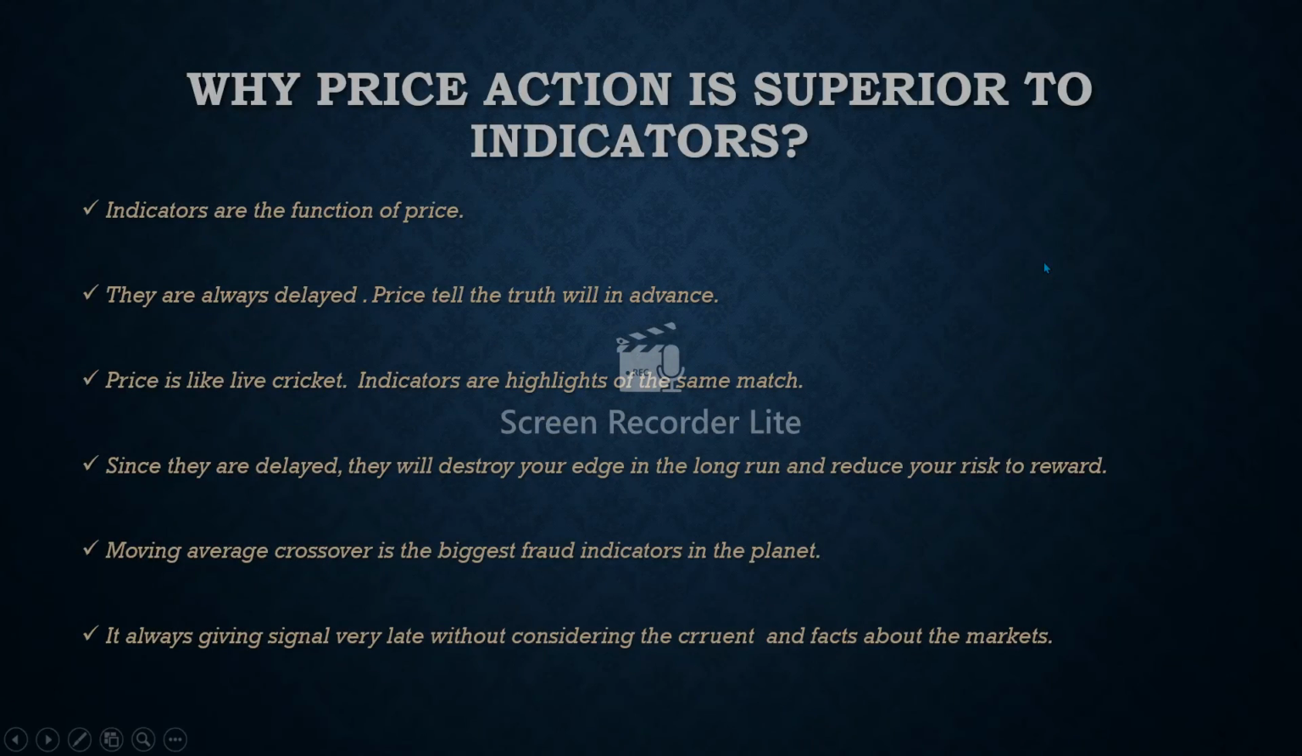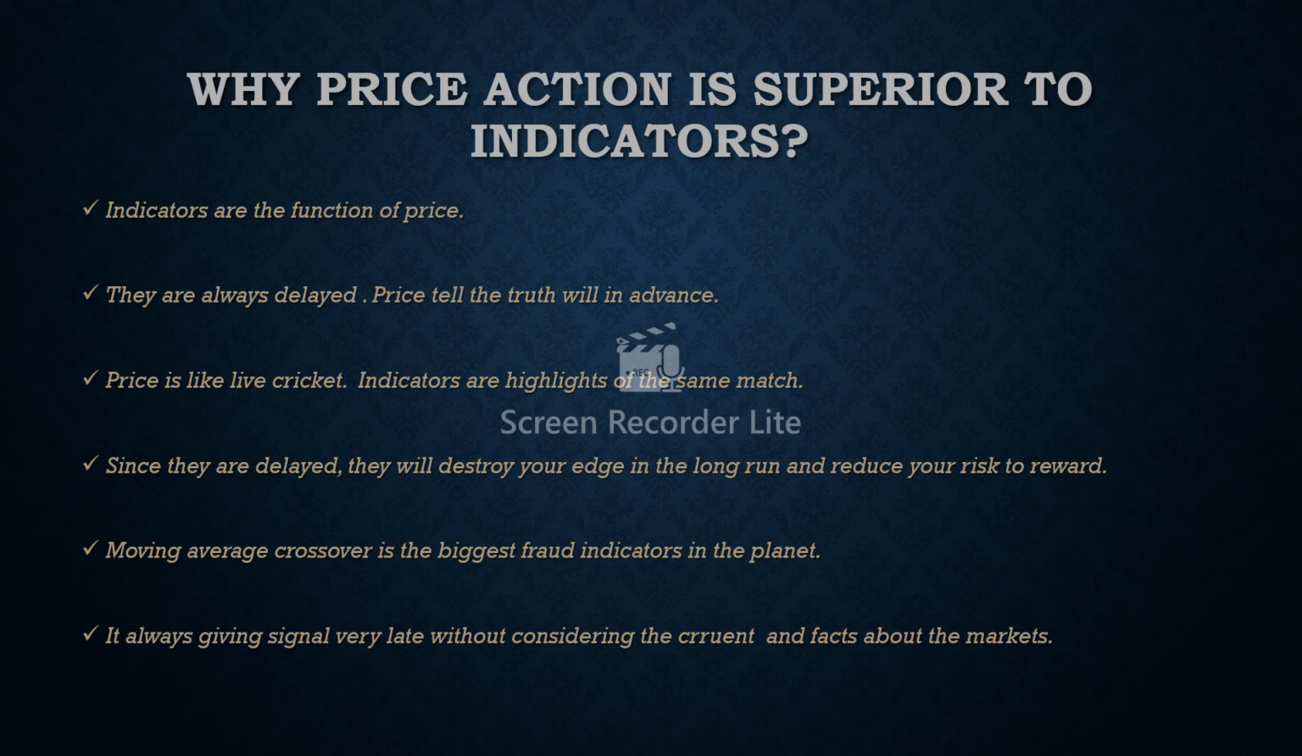Okay, continue. Now, why is price action superior to indicators? Indicators are a function of price. They are always delayed. Price tells the truth in advance. Price is like live cricket. Indicators are highlights of the same match. Since they are delayed, they will destroy your edge in the long run and reduce your risk to reward.